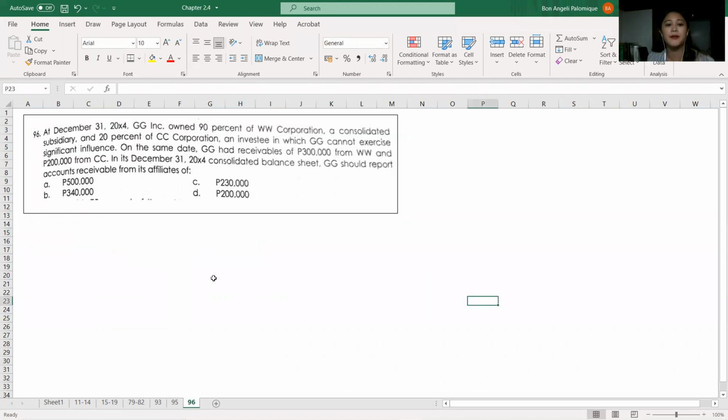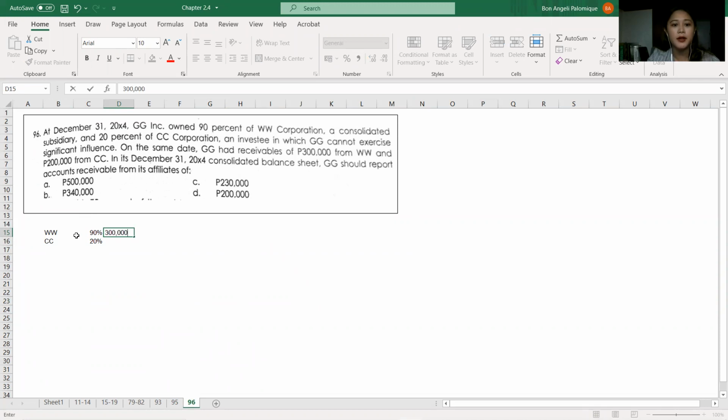Okay, so last problem, 96. December 31, 20x4. Si Gigi, may-ari siya ng 90% ni WW. Tapos, may-ari din siya ng 20% ni CC Corporation. Tapos, wala siyang significant influence. Tapos, may receivables daw siya kay WW na 300,000 and meron din siya kay CC. On December 31, 20x4, consolidated balance sheet, GG would report AR. Magkano yung magiging AR niya?